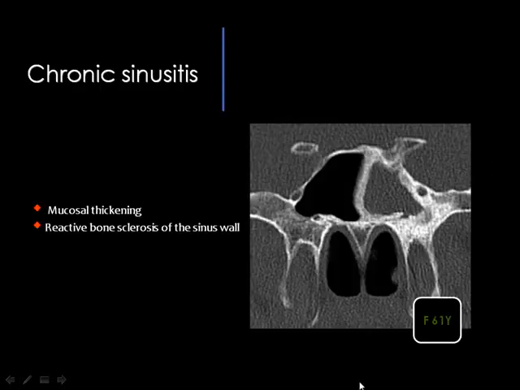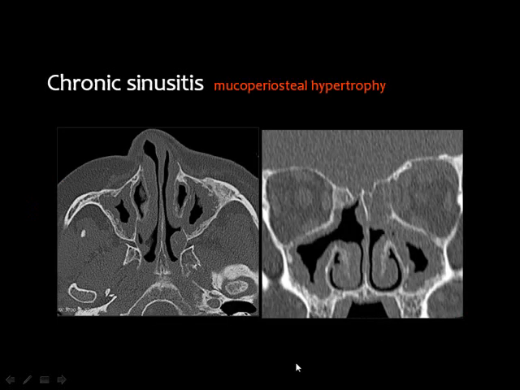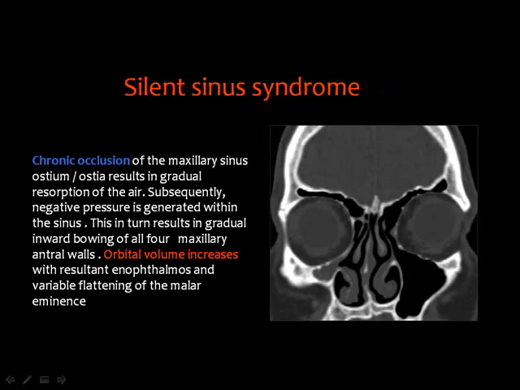Chronic sinusitis is diagnosed by the presence of concentric mucosal thickening and also by evident bone sclerosis of the affected paranasal sinuses, as you can see here, and this is chronic sinusitis affecting the left side of the sphenoid sinus. And this is another case of chronic sinusitis with concentric mucosal thickening of both maxillary antra, as seen in the axial images as well as in the coronal images.